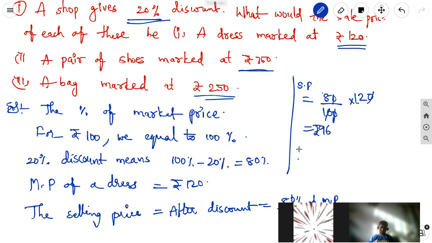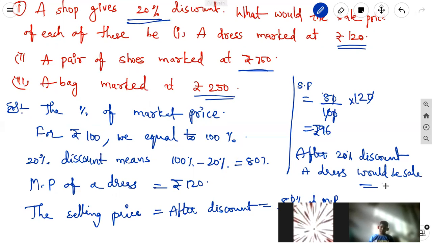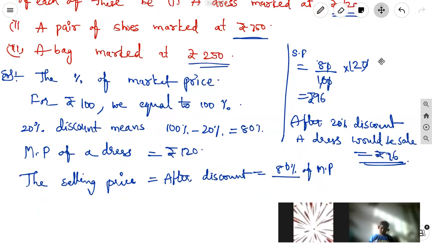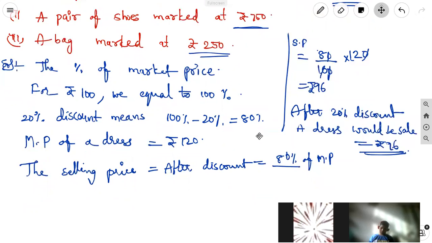So after 20 percentage discount, the dress would be sold at 96 rupees. This is the way. Discount means we subtract the discount percentage from 100 percentage, and whatever percentage we get, we take that percentage of the market price.